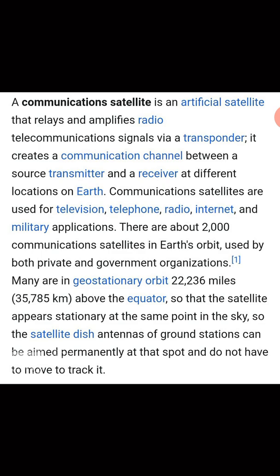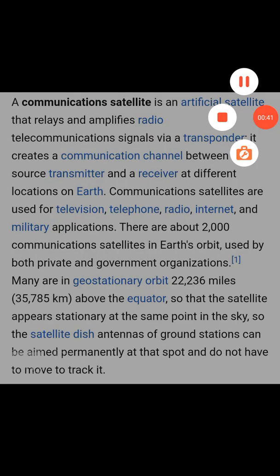Satellites are man-made devices. There are about 2000 communication satellites in Earth's orbit, used by both private and government organizations. There are basically two types of satellites. Let us see what they are. We have geostationary satellites and polar satellites.